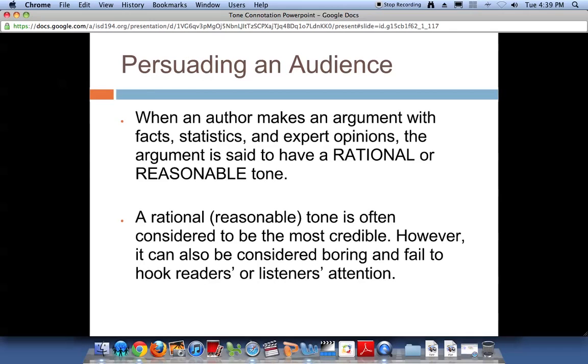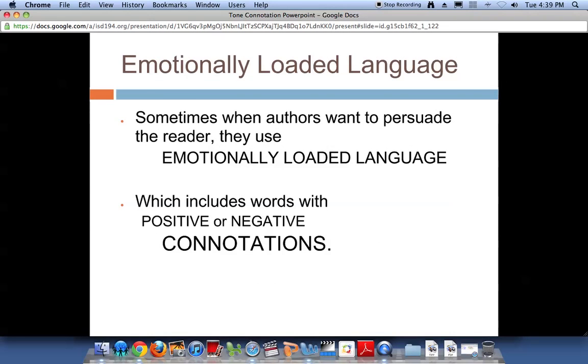So as a result, the author is really left to try to figure out, well, what are some ways that I can grab my reader's attention? Emotionally loaded language, or words with strong connotation, is one way to do it. So sometimes when authors want to persuade the reader, they use emotionally loaded language, which includes both negative and positive words, or words with both positive and negative connotation.